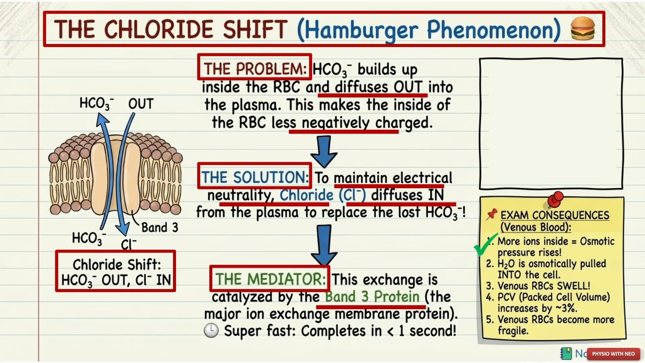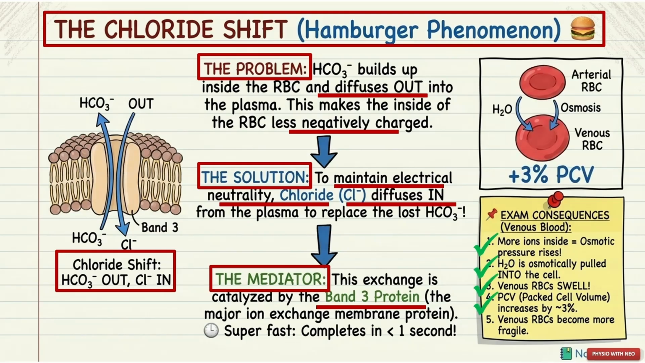What are the consequences of this? The first consequence is more ions inside, so osmotic pressure rises, water is osmotically pulled into the cell and venous RBCs swell, and the PCV increases by 3%. So the venous RBCs become more fragile as compared to the arterial RBCs.